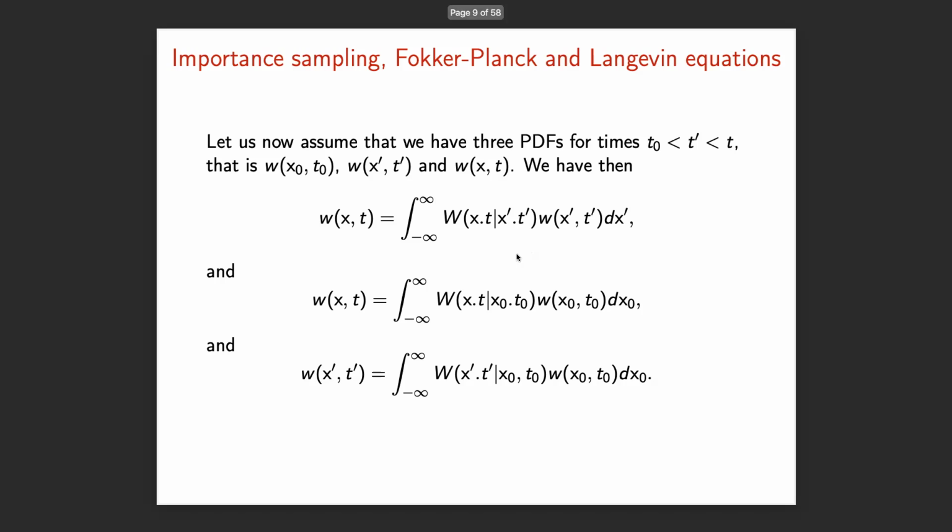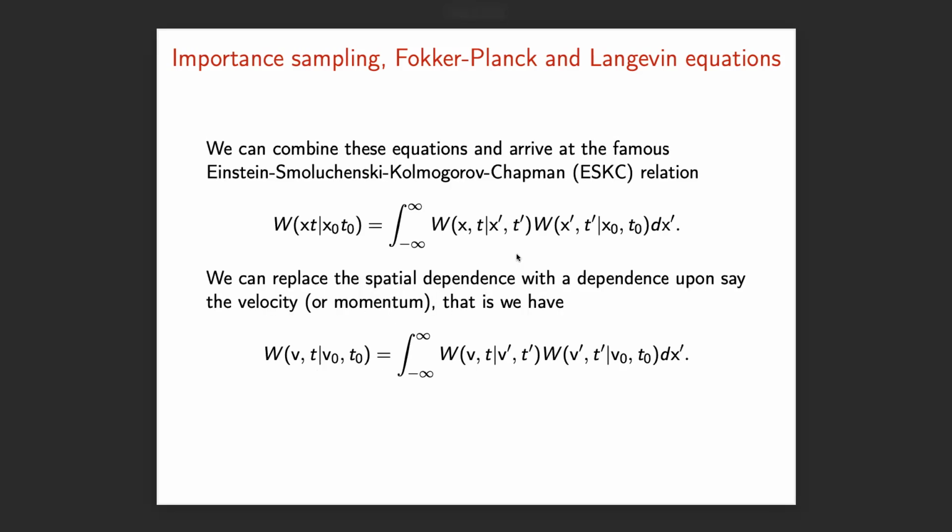You can actually combine these equations, and that leads to a famous equation, which is called the Einstein-Smoluchowski-Kolmogorov-Chapman equation, where you can relate these transition probabilities by going from a time T0 to an intermediate step T prime, and then you integrate away all the spatial positions, and that gives you the final transition probability.